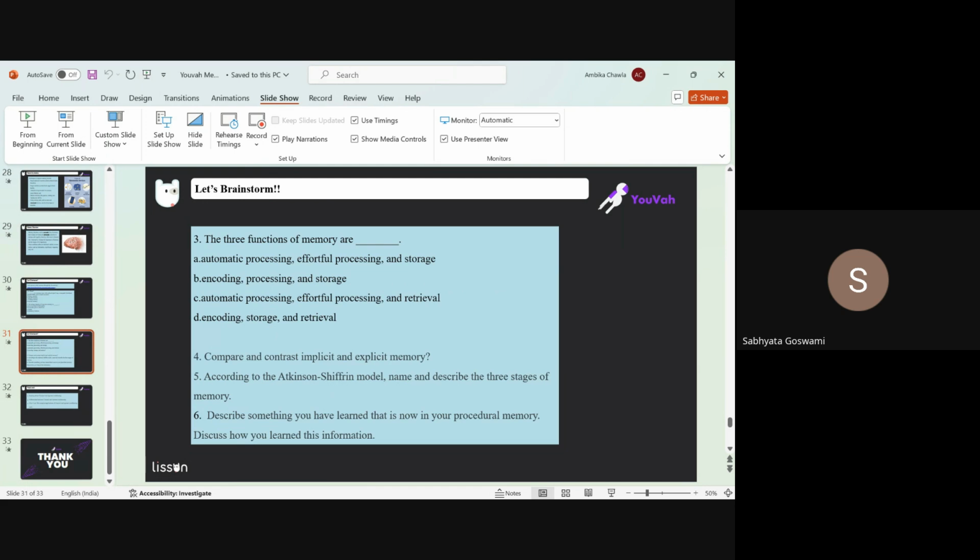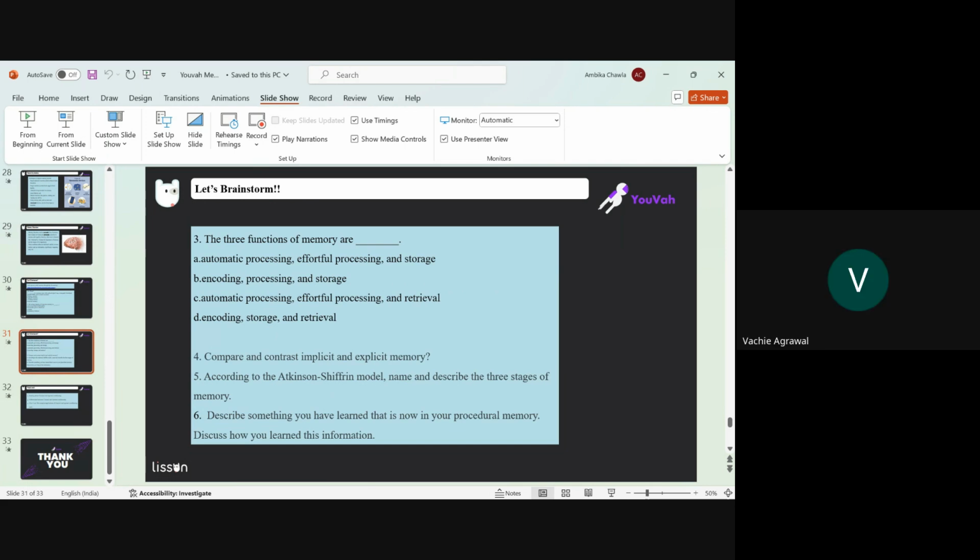All right. So, what are the differences between implicit and explicit memories? Yes, Vachi. Explicit memory refers to conscious and intentional recollection of information, and implicit memory refers to the unconscious and unintentional influence of information. Right. Do you remember the subtypes of implicit and explicit memory?